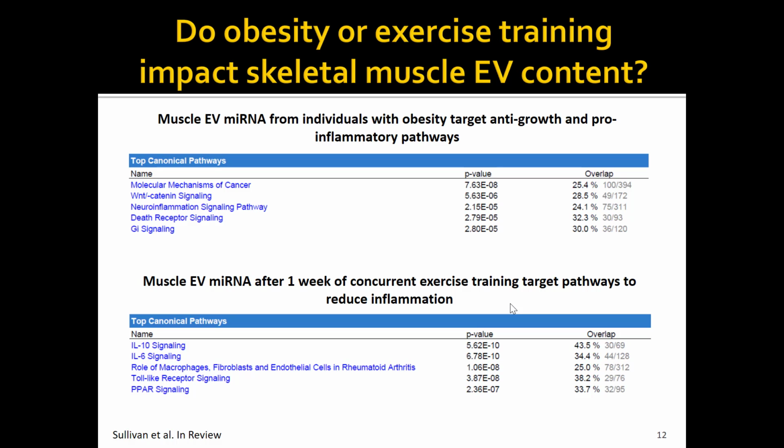And then as part of this study as well, we exercised a group of subjects and looked at pre to post 1 week of concurrent exercise on small EV microRNAs and then the pathways that they would target. And what we saw there was, compared to before training, 1 week of training actually leads to reductions in inflammatory pathways. So the well-known anti-inflammatory effects of exercise very well may be mediated in part by this change in microRNA that then can be communicated through paracrine and endocrine fashions through muscle-derived small EVs.